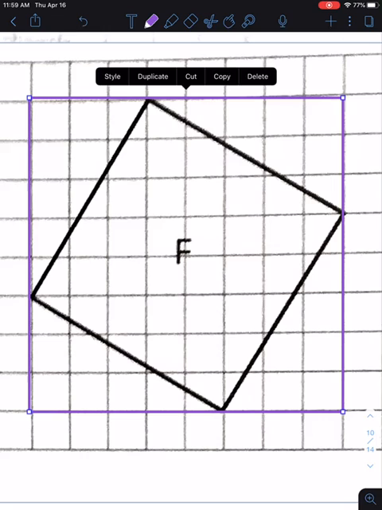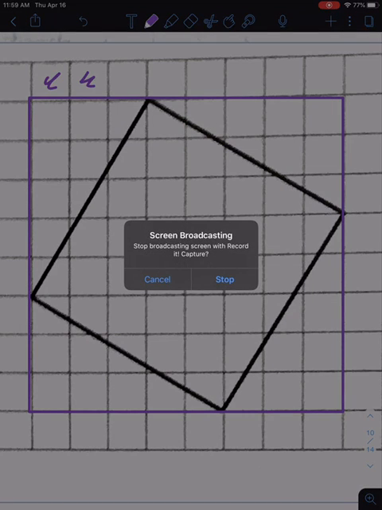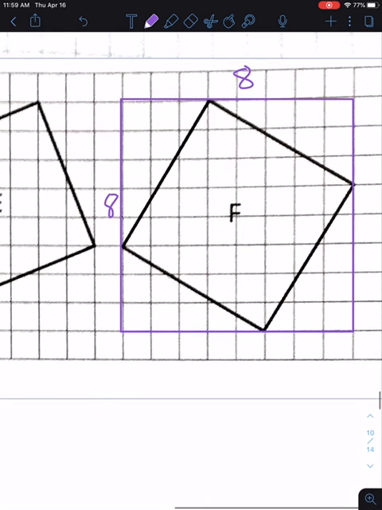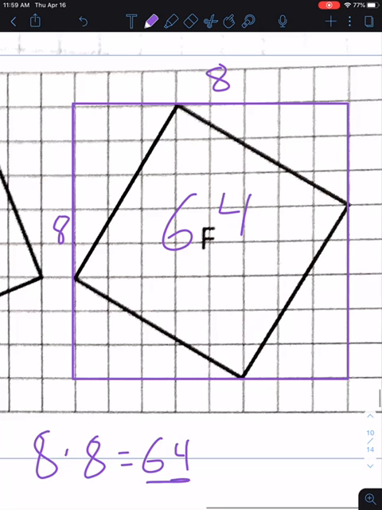And the area of this square, well, let's find that out. The side length, we've got 1, 2, 3, 4, 5, 6, 7, 8. So the side lengths of this square are 8. So we've got 8 and 8. Let's figure out what the area is. 8 times 8 is 64. So the area of the big square is going to be 64. That's our total area.